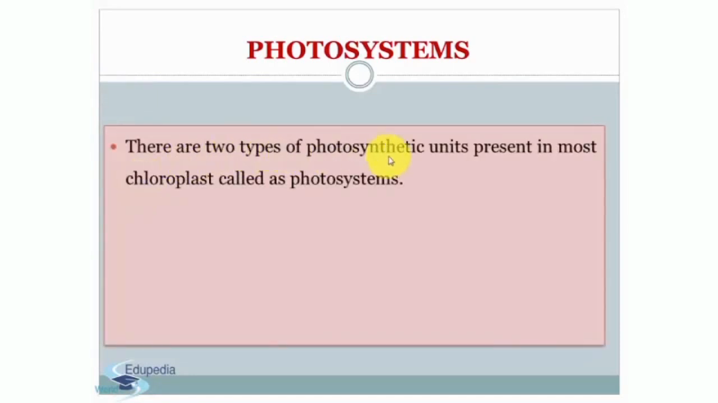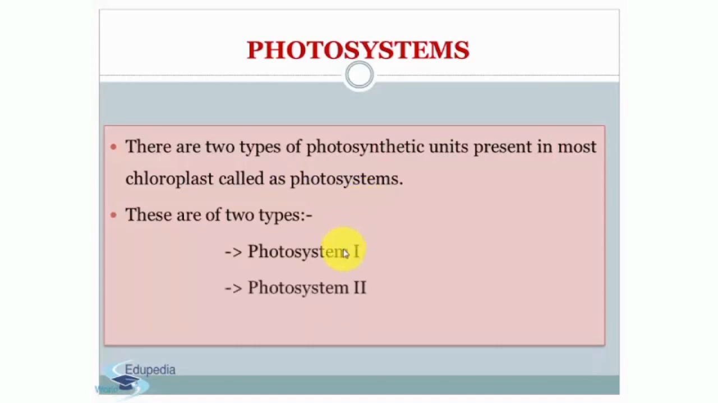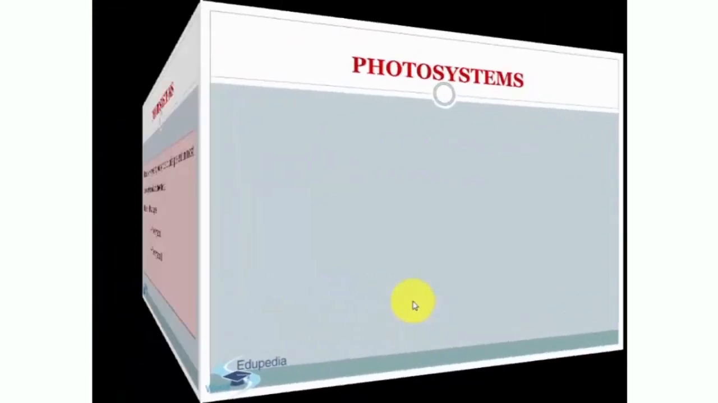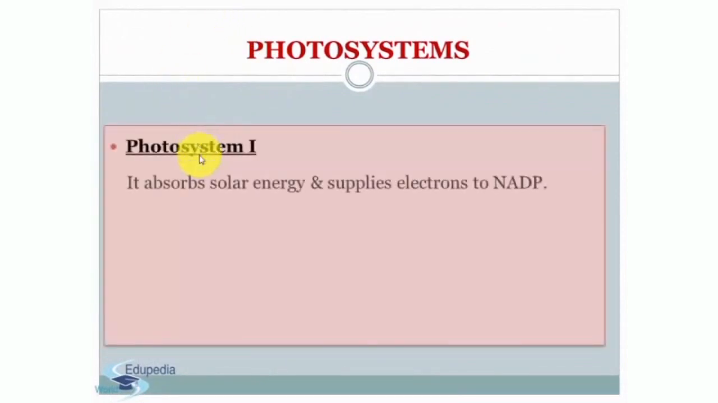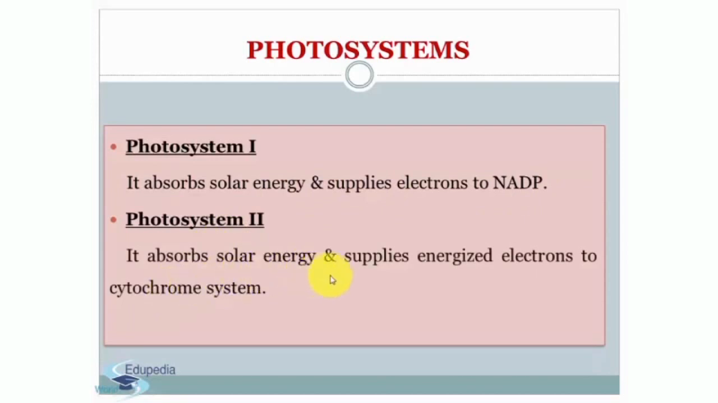Next topic that I am going to explain is the photosystems. There are two types of photosynthetic units present in most chloroplasts. They are called photosystems. There are two types, photosystem 1 and photosystem 2. One by one, we will know the function of both the photosystems. Photosystem 1 absorbs solar energy and supplies electrons to NADP. And photosystem 2 absorbs solar energy and supplies energized electrons to the cytochrome system.